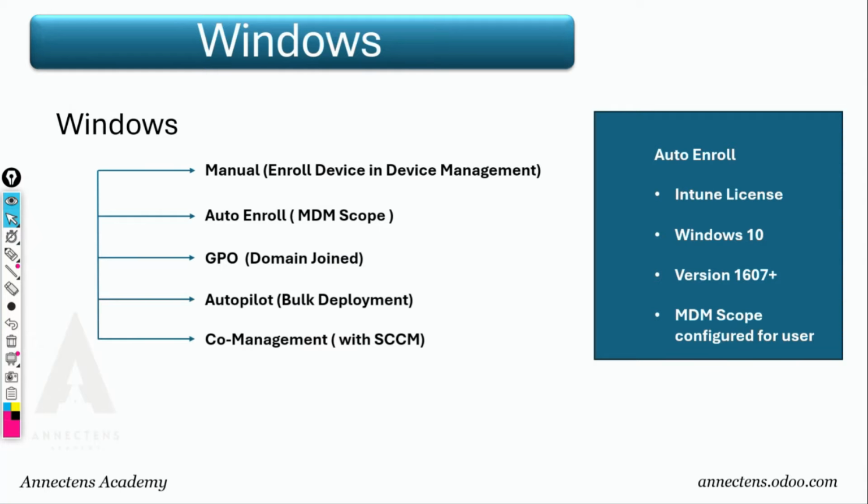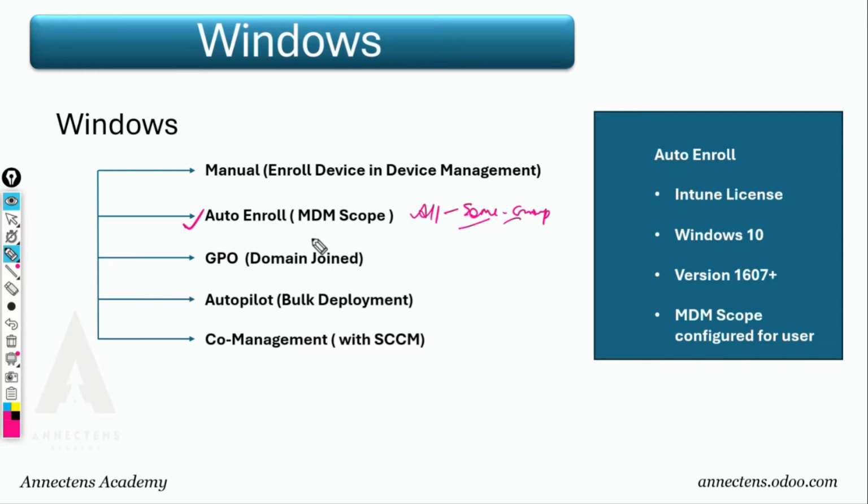How do we set this auto enroll? We require an MDM scope that we need to configure for the user. I hope everyone remembers when we were talking about auto enrollment. In that enrollment we had options to choose for all, some, or a group. This is where we need to set the MDM scope, and if the MDM scope is not set, the auto enrollment will not work.